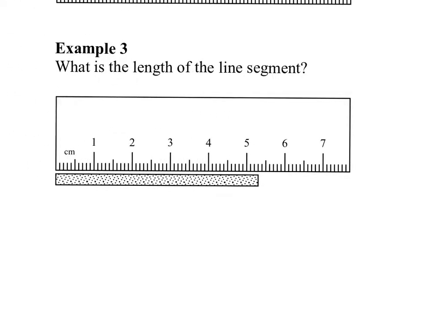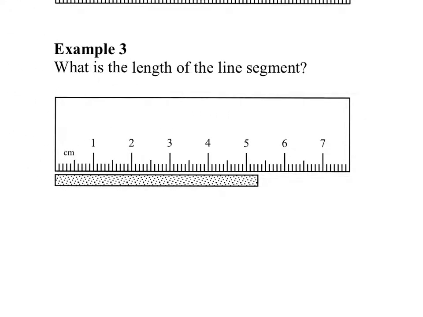So if we're looking at example 3, what is the length of the line segment? If we look over here, it clearly goes past 5, so it's going to be 5. And because there are 10 millimeters, there are 10 pieces, if you will, in any centimeter. So you divide it into 10 pieces, so your denominator will be 10. And then you just count how many ticks over it is.